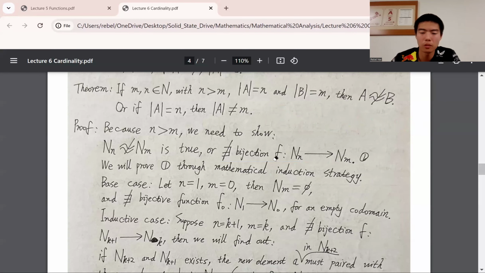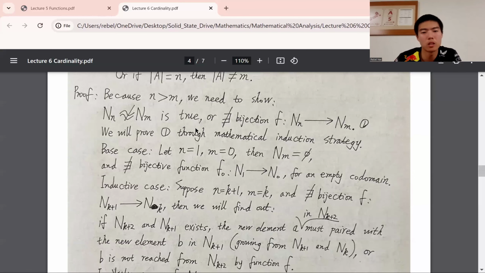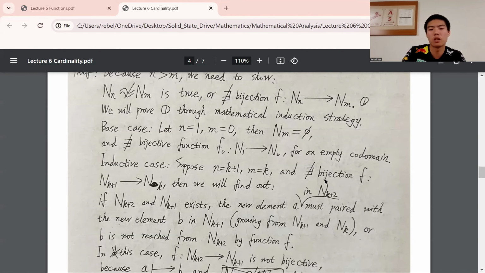Okay, so what can we do if we want to use a proof by mathematical induction? First we give a base case, which is n equal to 1, m equal to 0. Then N_0 is empty and doesn't have a bijective function going from a set that has one element, because the element would just disappear after the function, which is impossible. So in this case, there doesn't exist a bijection from N_1 to N_0.